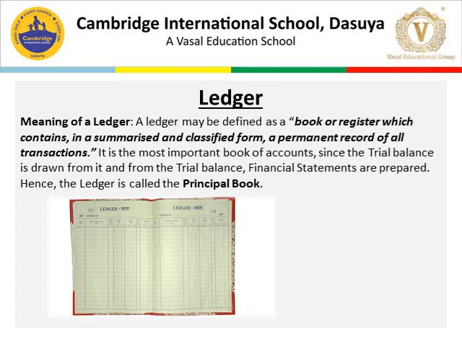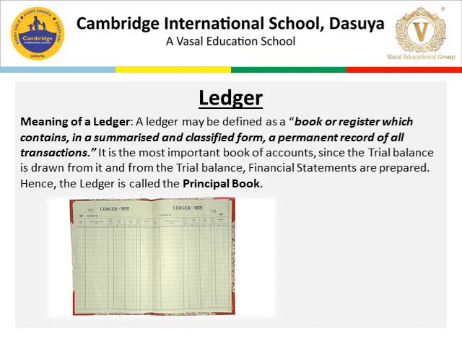It is the most important book of accounts, since the trial balance is drawn from it, and from the trial balance financial statements are prepared. Hence, the ledger is called the principal book. It means that after recording all the transactions in a chronological order in journal, we prepare ledger.